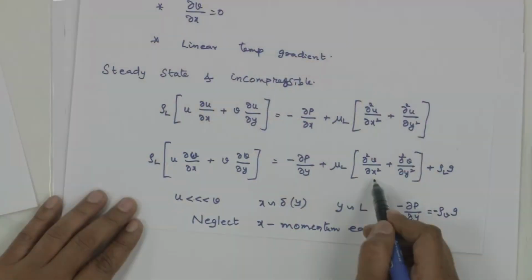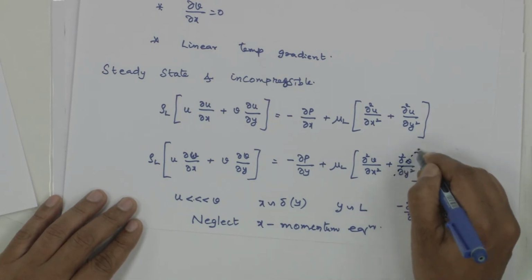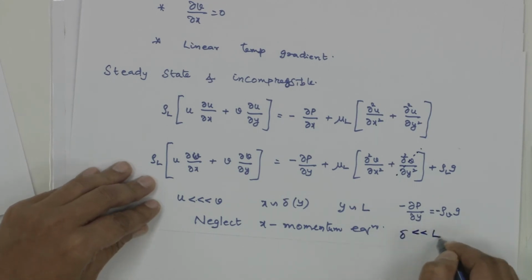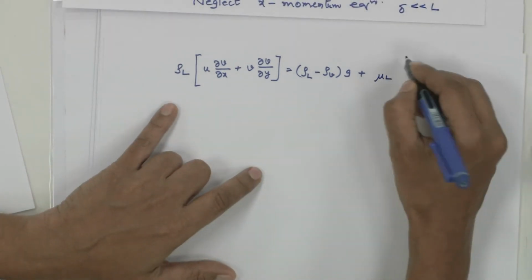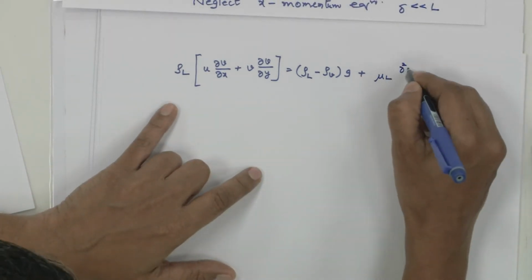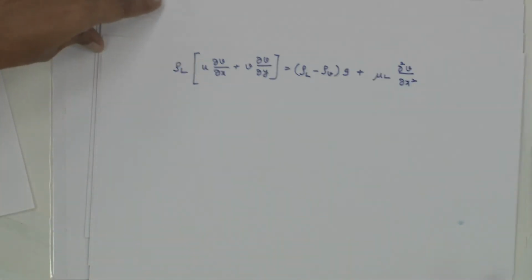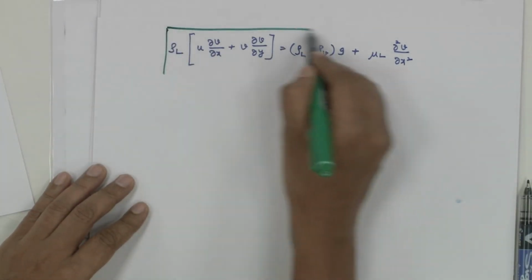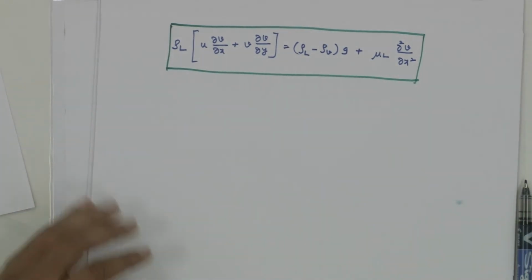Now you see the scale of x is delta, the scale of y is L. So this term can be neglected because delta is less than L. So you can write this as mu L del squared v by del x squared. So this is my y momentum equation. You can call it the boundary layer equation.